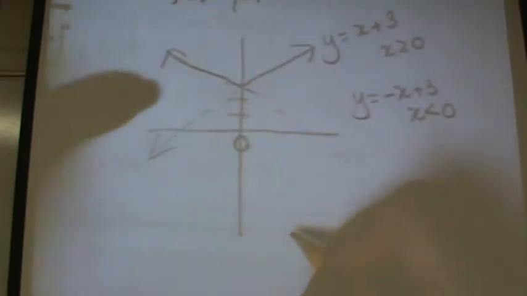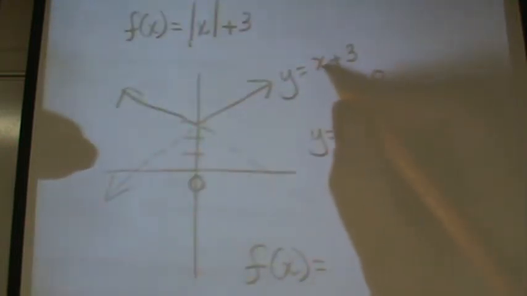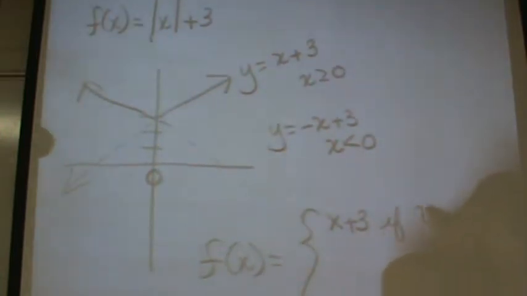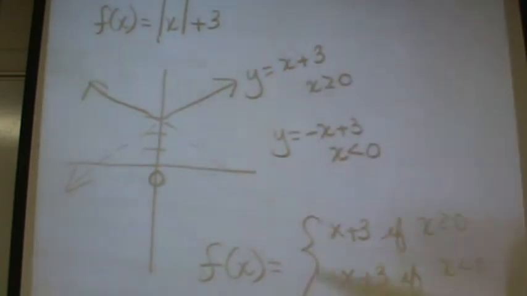So how would we put this in one as a piecewise? f of x is equal to x plus 3 if x is greater than or equal to 0, and negative x plus 3 if x is less than 0. So the final answer is written out with ifs, and yes, those are the ifs.